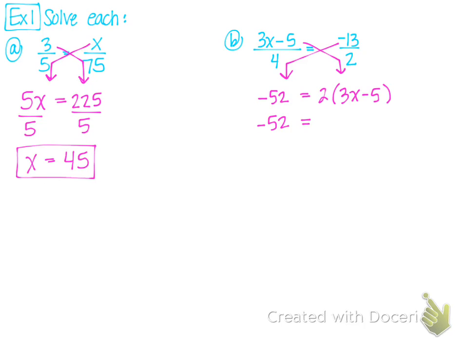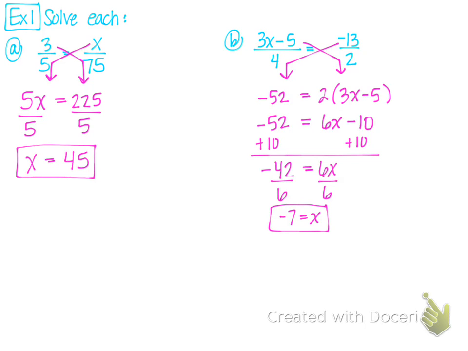It was pretty easy to go ahead and multiply the 13 and the 4. But here, we've got to use the distributive property. So we've got 2 times 3x, which is 6x, and 2 times negative 5, which is negative 10. Now we've got to solve this equation. So if we add 10 to both sides, we get that negative 42 is equal to 6x. And then lastly, divide by 6. And we get that negative 7 is equal to x, or x is equal to negative 7. So make sure that you do not make this mistake right here. You've got to use the distributive property. So let's move on to another example.